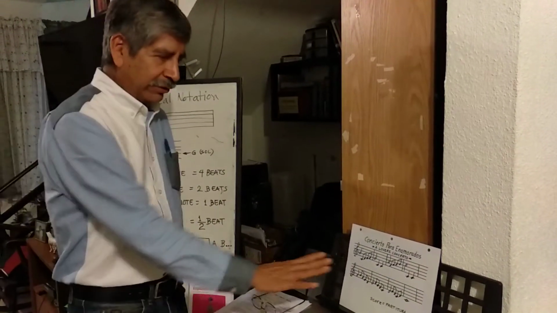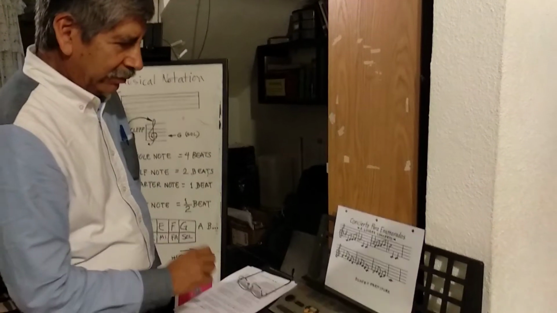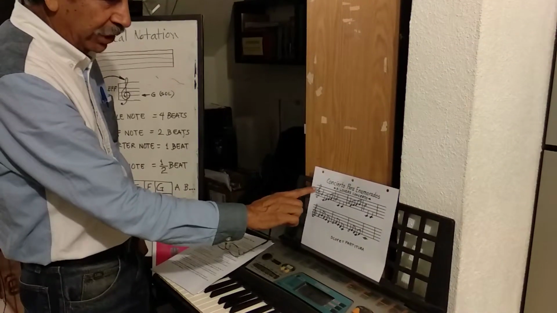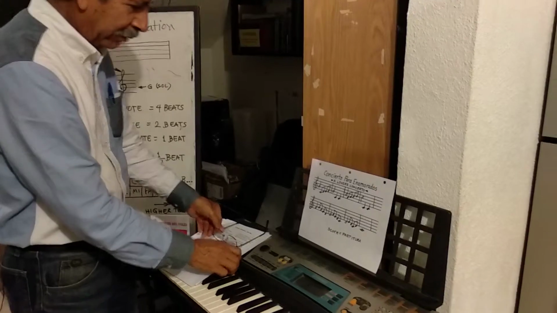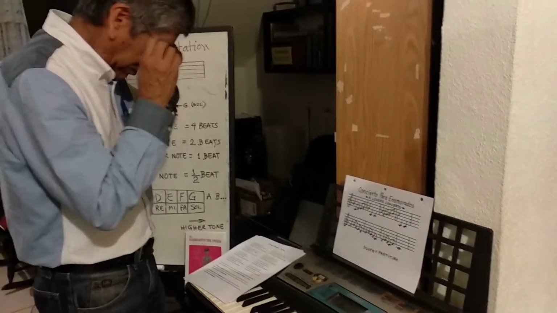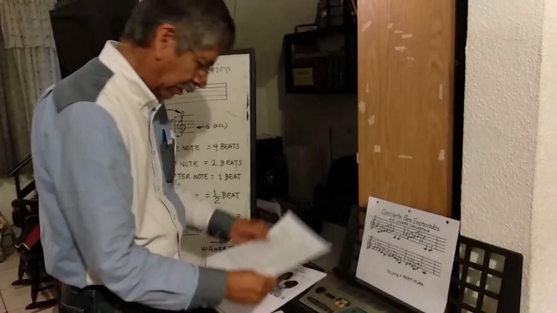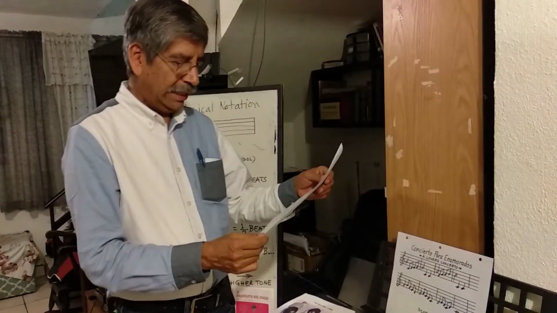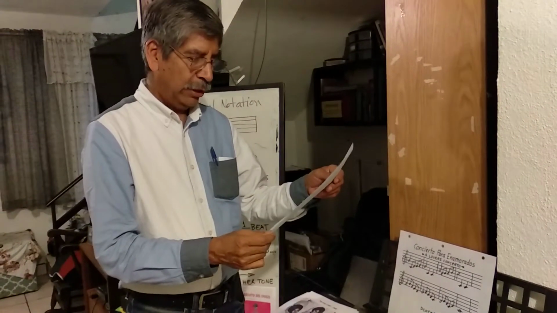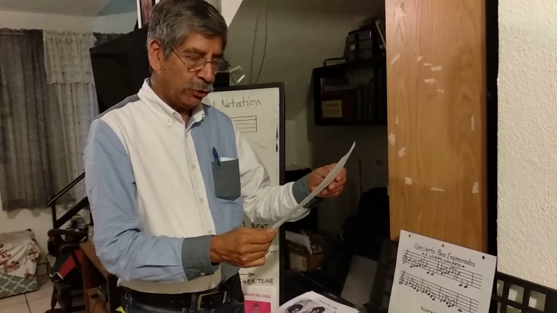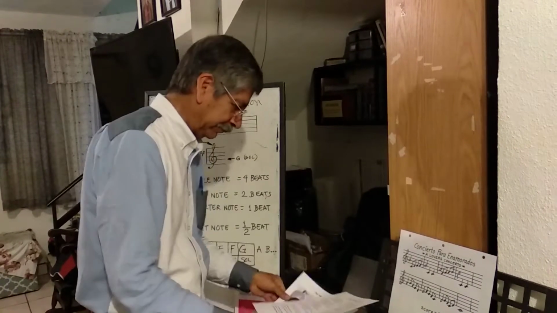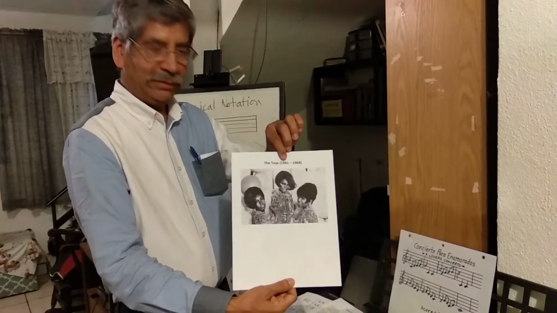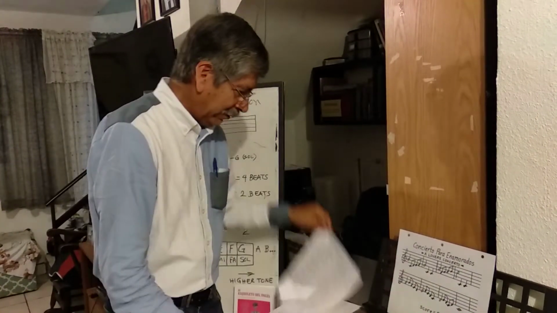Okay, this is a score, partitura, of A Lovers Concerto. Let me read you something from Wikipedia. A Lovers Concerto was recorded in 1965 by the American pop girl group The Toys. This was that group. Okay.